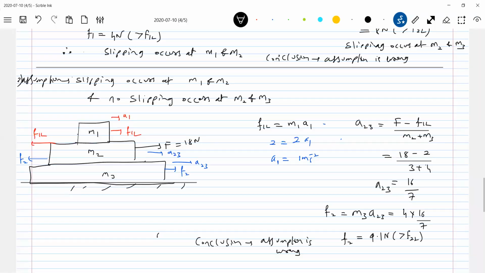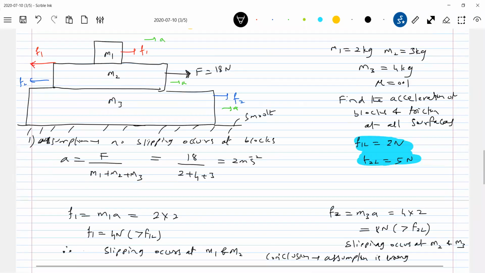Sir, in the previous question, there could be another assumption, like the case which you told third, sir. Sir, here there could be another assumption that there will be no slipping between M1, M2 and slipping between M2, M3. Okay, assume that and verify it.